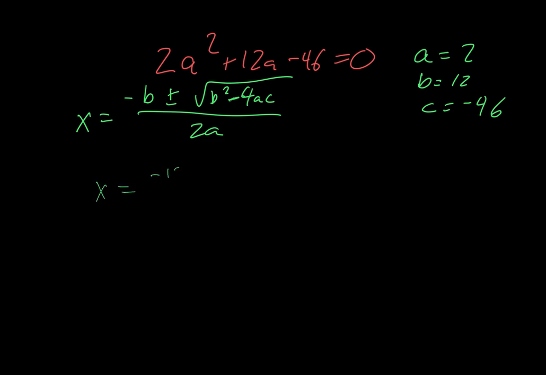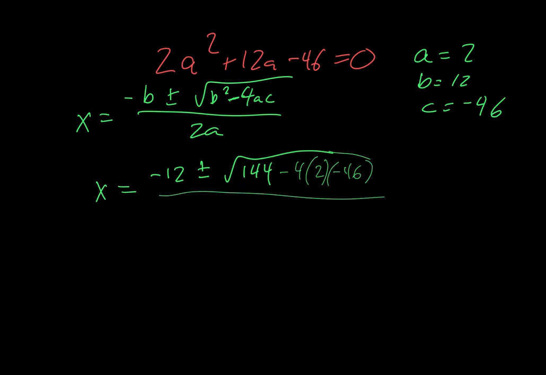X equals negative 12 plus or minus the square root of 144. Mistake I see here. If b is negative, people will accidentally make that a negative. Because this is the downside of having a calculator. If you type in negative 12 squared, it'll usually tell you negative 144, even though that's wrong, because your calculator isn't as smart. Minus 4 times 2 times negative 46. All over 2 times 2.